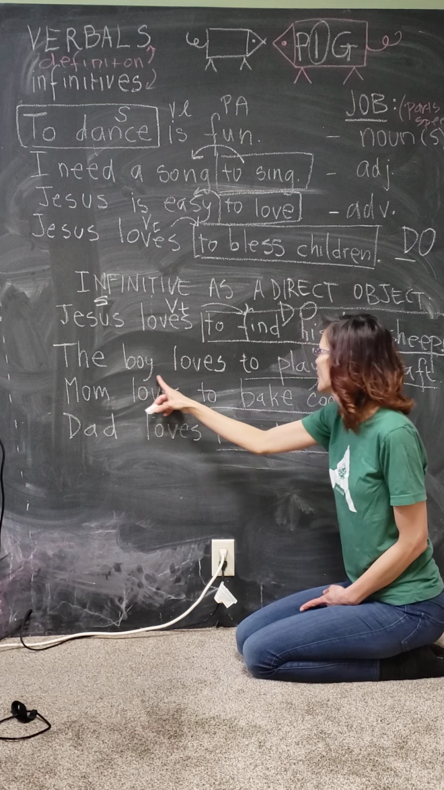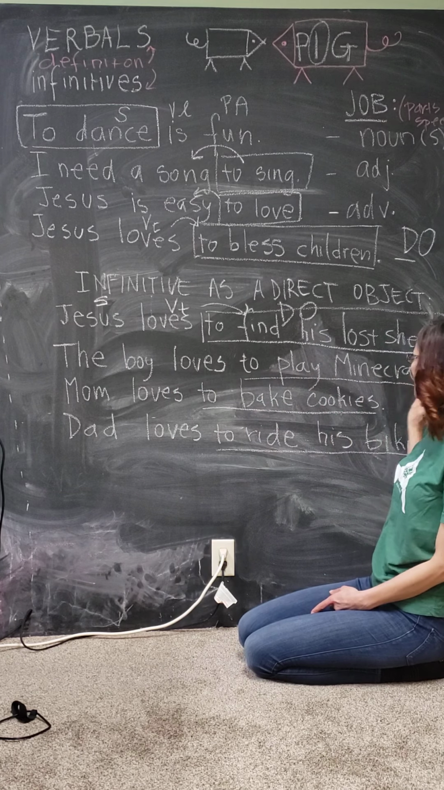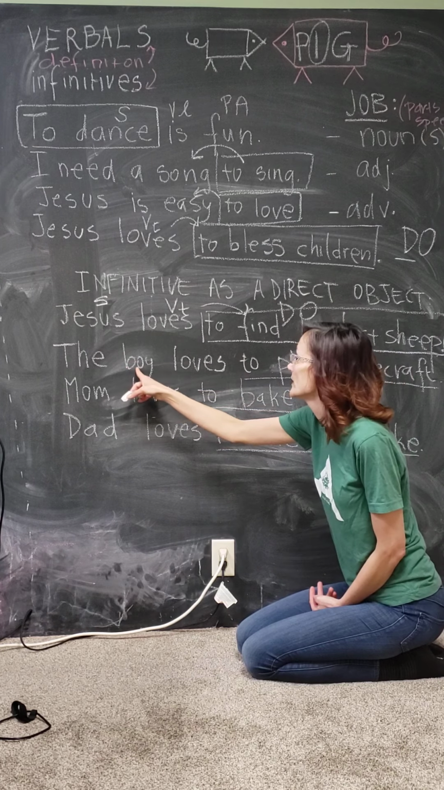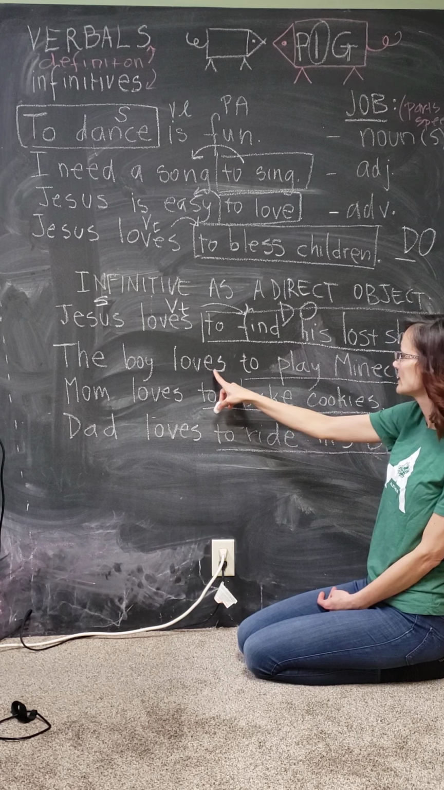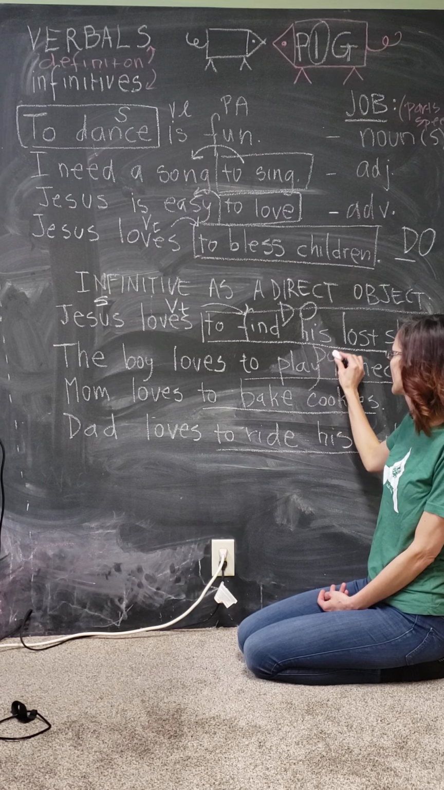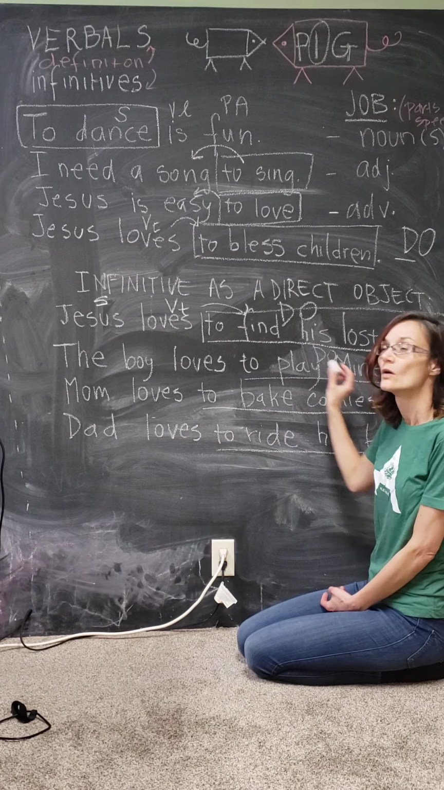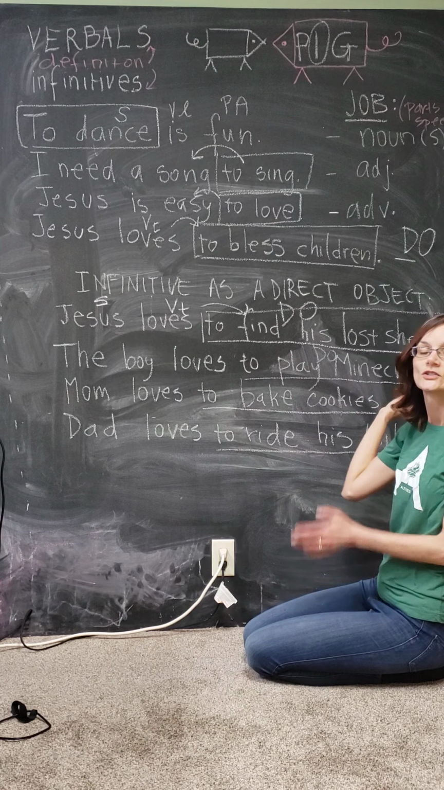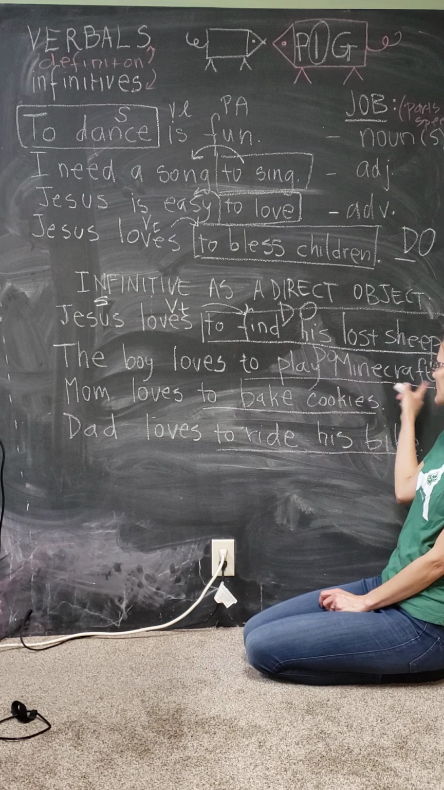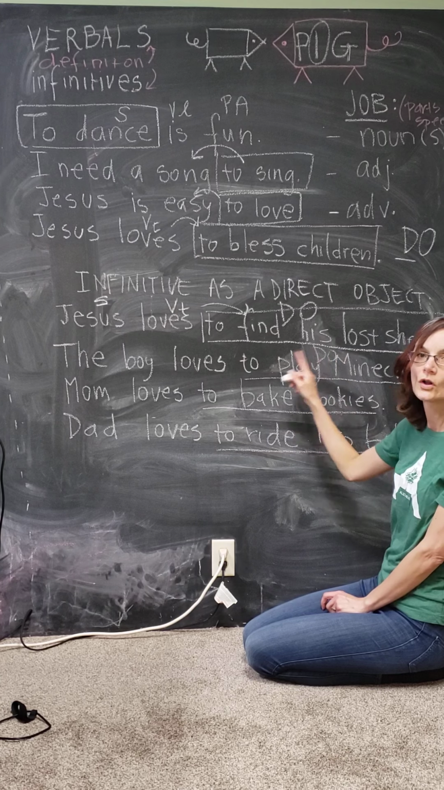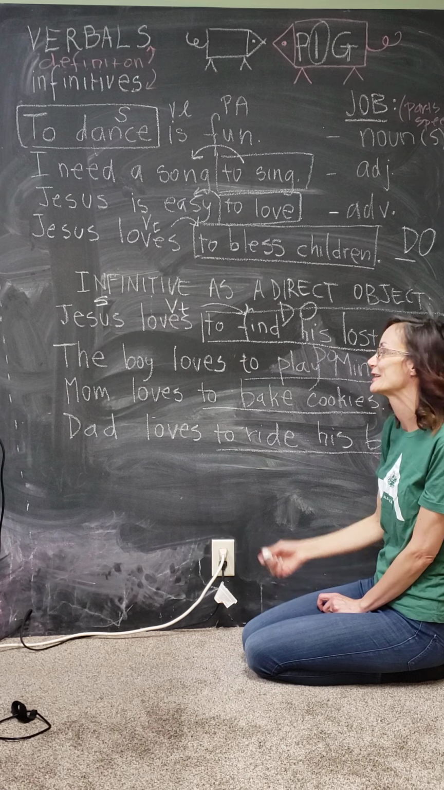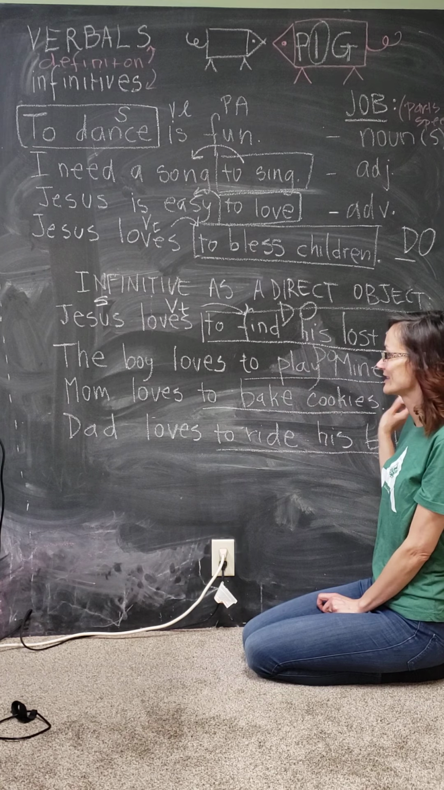In this case, the boy loves to play Minecraft. To play Minecraft here is my whole infinitive phrase. And again, the boy being the subject, this is my transitive verb that asks me loves what? Loves to play Minecraft. So again, this is my direct object. When you get this in a sentence and you see this whole thing, just underline it and write a DO for the whole phrase, okay? Don't worry about all the specific words of the phrase. Just see it as one phrase that is a direct object.